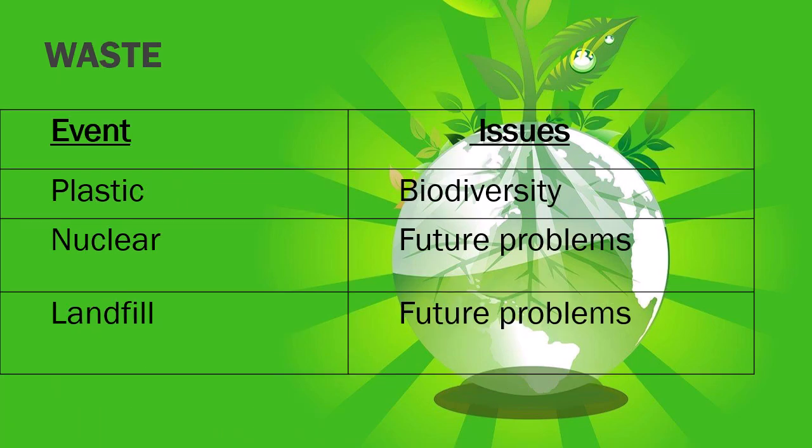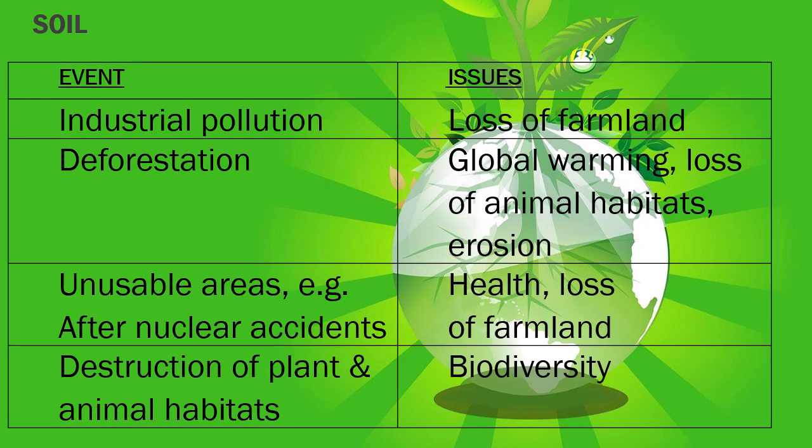Waste. So plastic waste we've just talked about, and that is a biodiversity issue. Nuclear waste is going to cause future problems, and landfill, the place where they take your rubbish from your house or your school, they are going to be giving off methane gases for many years. So that's future problems. And for soil, we have industrial pollution, which is making the quality of the soil on farms worse.